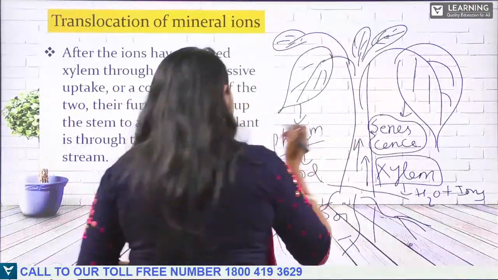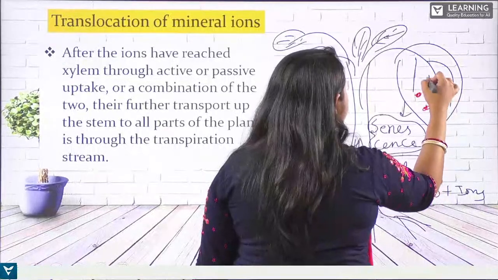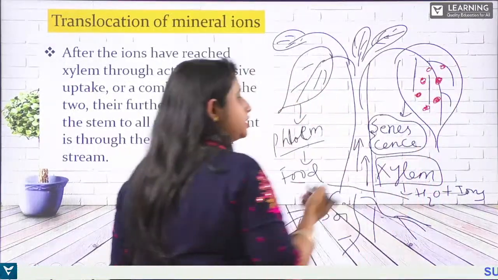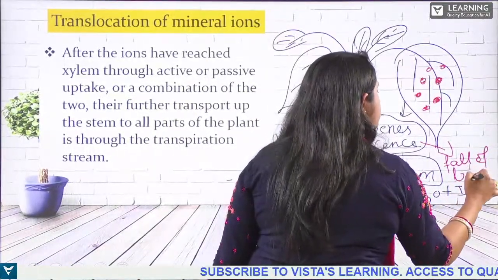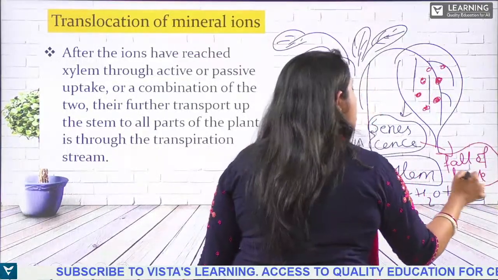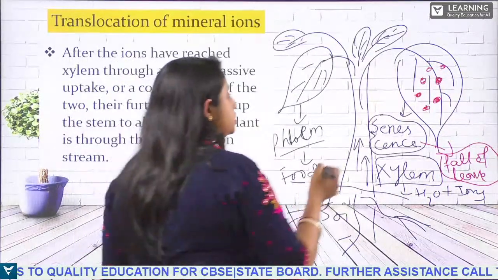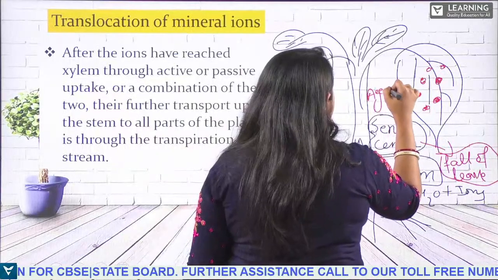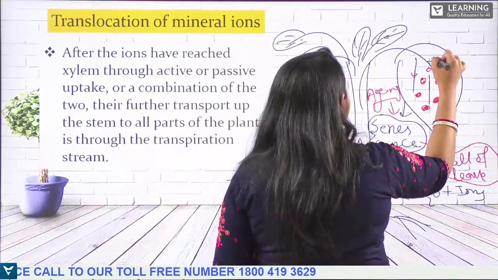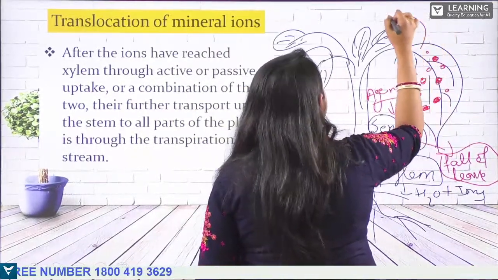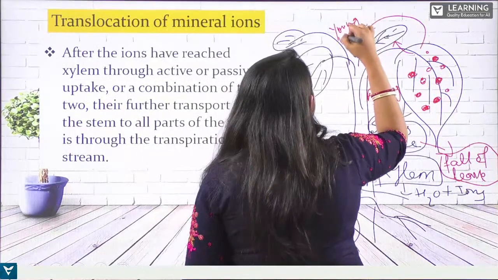So the minerals which are present in the older leaves, before these leaves undergo senescence, senescence means nothing but the fall of leaves, before the leaf fall, that is aging. Basically, senescence means aging. So before the leaf falls off, these mineral ions will be transported to the young leaves.